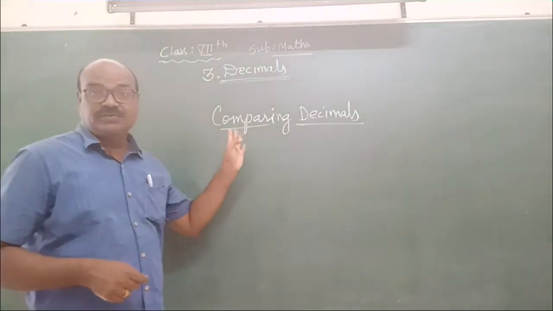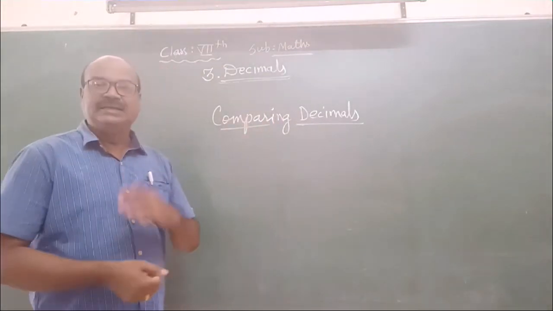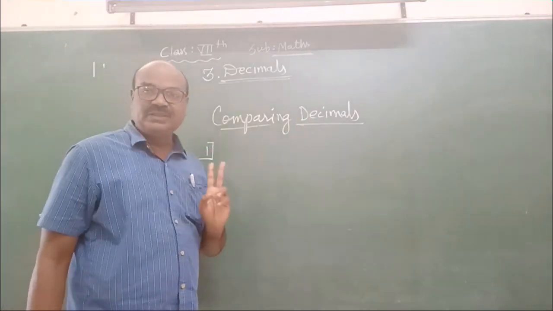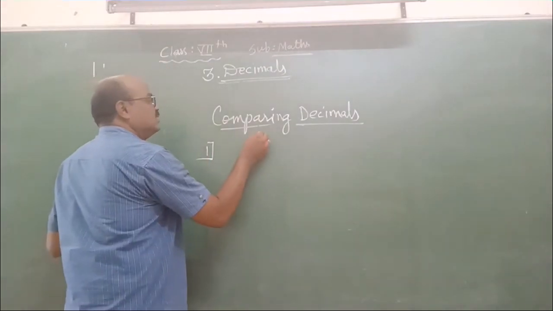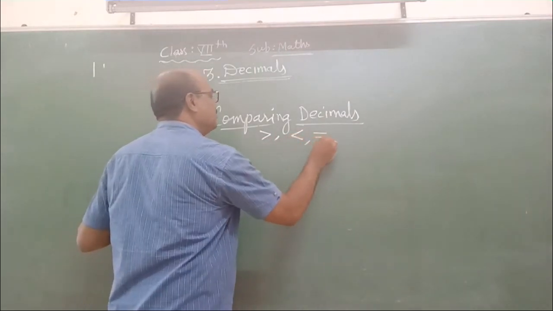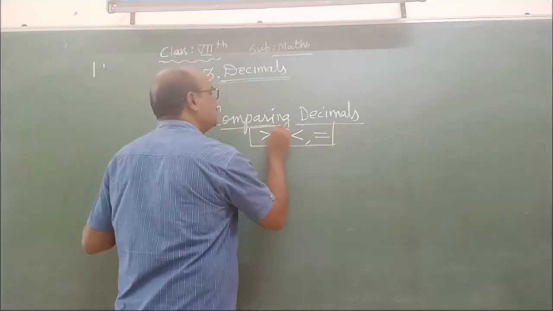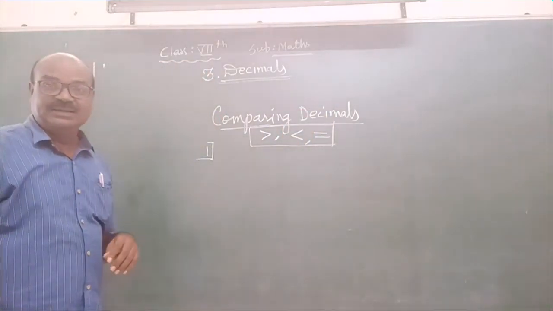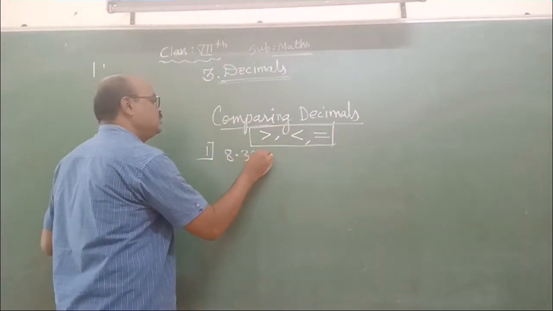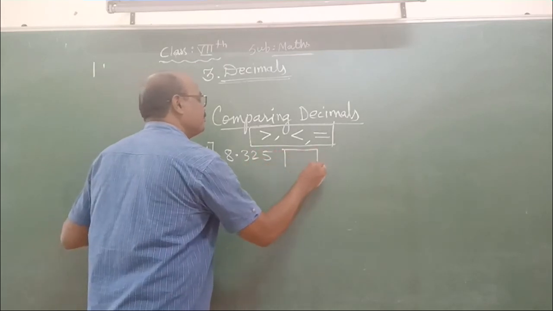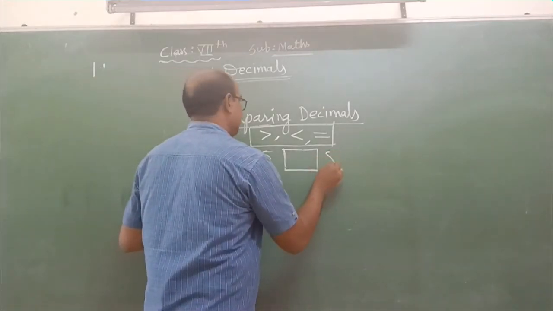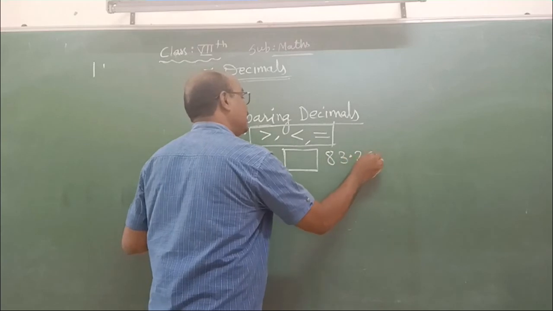So students, in the further part comparing decimals, let us take some examples. If we have to compare between the decimals, which one is greater than, which one is less than or equal to, right? If we have to compare between the decimals. First example I am going to take 8.325 and 83.25.